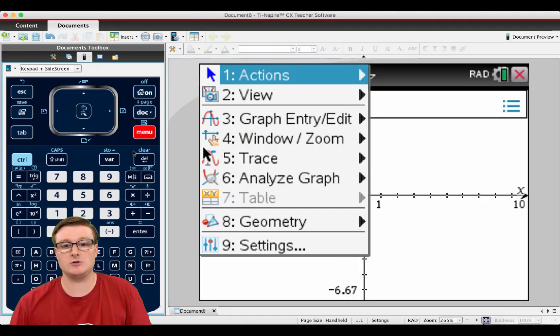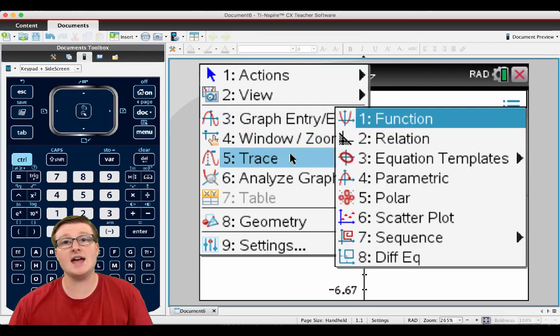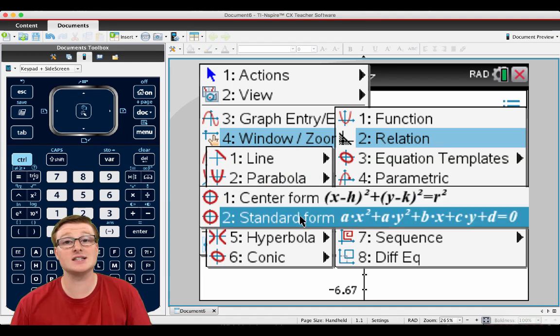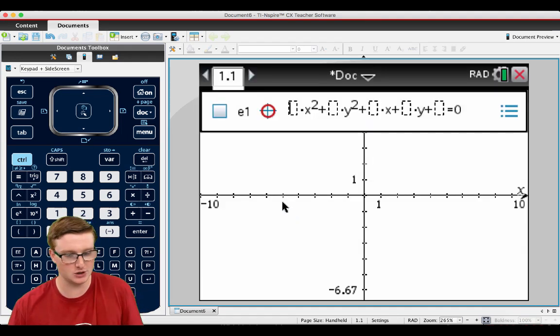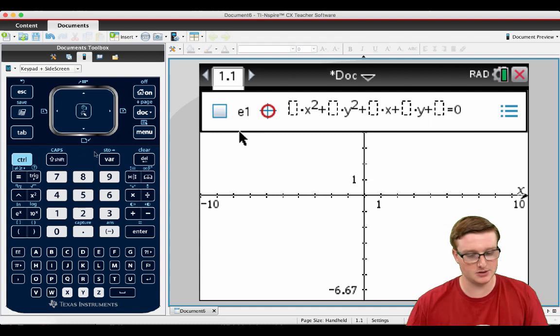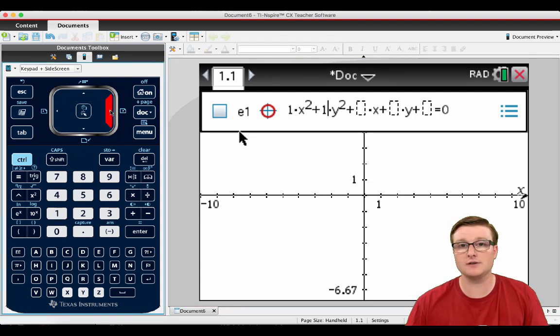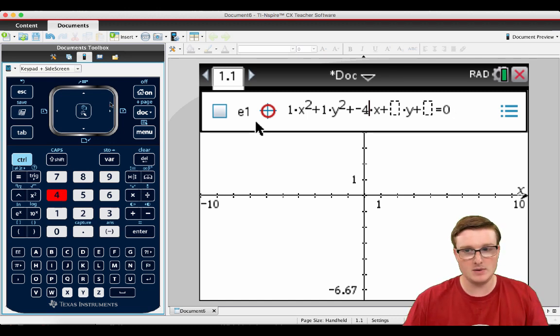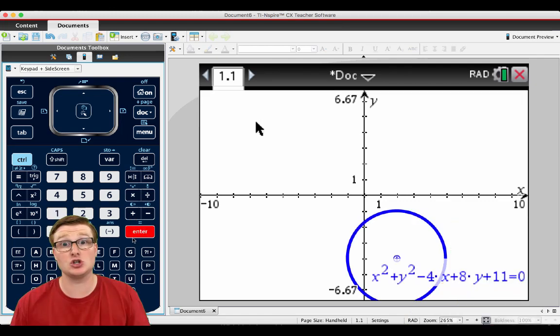If you go to Menu, and then go to Graph Entry/Edit, go to Equation Templates, click on Circle, and then you click on Standard Form, which is what the problem was in the first place, I can now type in the values. And if you look at your problem, you see all these boxes here, just fill in those numbers. So there's a 1 in front of the x squared, there's a 1 in front of the y squared. There's a negative 4 in front of the x, but keep in mind in the calculator it's a plus. So we need to make a minus 4. Then we have positive 8y, and this is going to be positive 11, and press enter, and there's your circle.